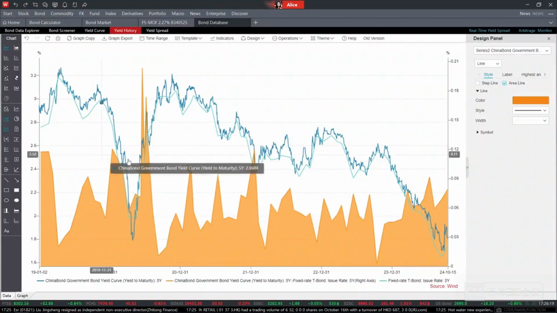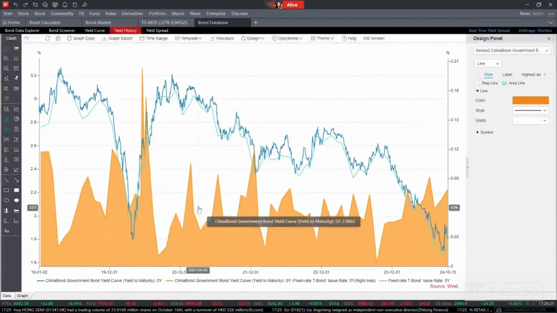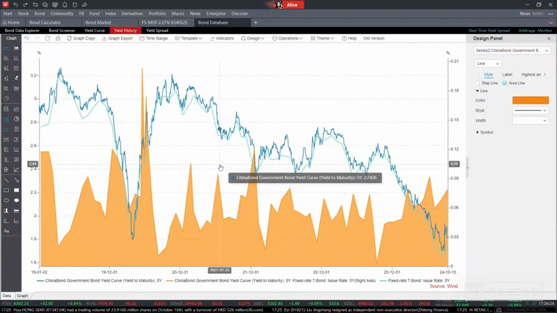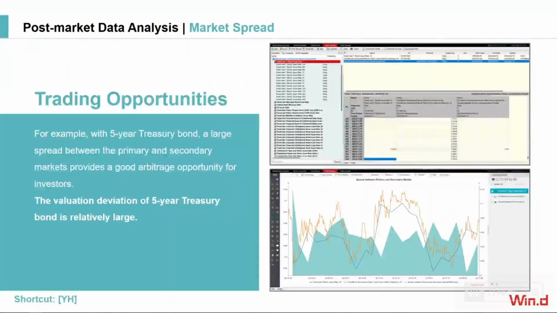We can see the orange area, which is the spread, and such a spread or even such a graph can provide you a good trading opportunity because there is a large spread between them. So the deviation of the 5-year treasury bond is relatively large, as the graph which I'm showing. Such an opportunity can be found from our yield history sector. So as I mentioned, with the yield history, you can keep going to find more opportunities with the different bond yields and the spread from our market spread sector.